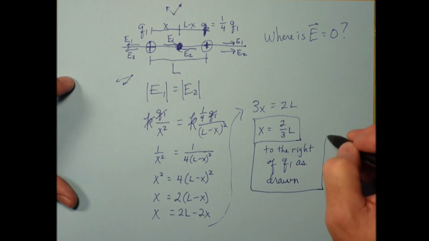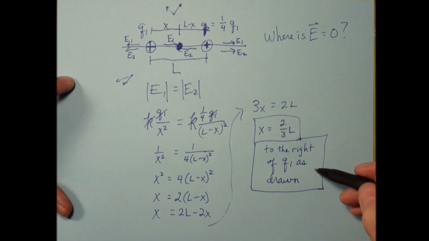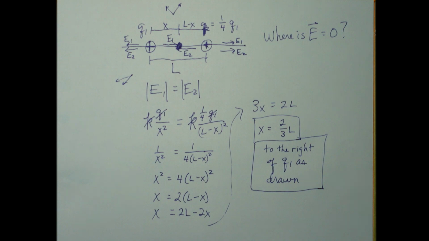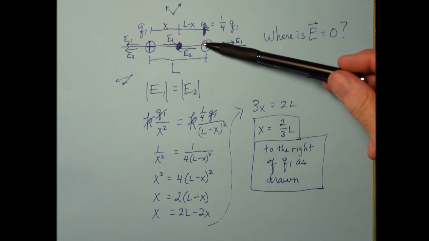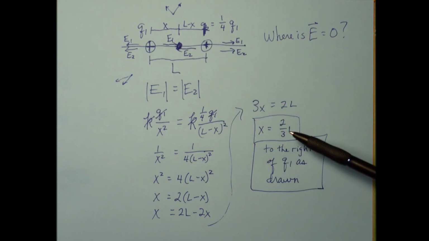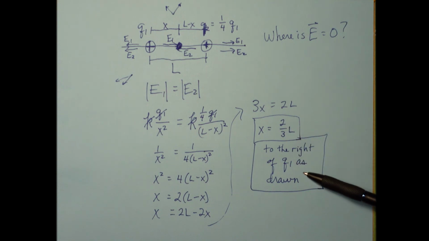So there's our actual entire answer. We need this part down here. Otherwise, this is just a meaningless quantity. All right, so we have worked a problem where we figured out where the electric field along this line is 0, and it turns out that it's going to be 2/3 of the length away from wherever Q1 is.